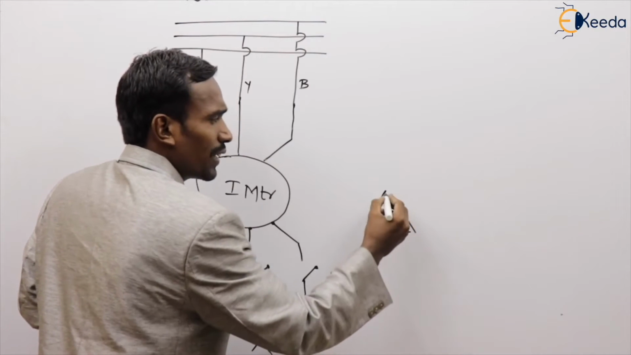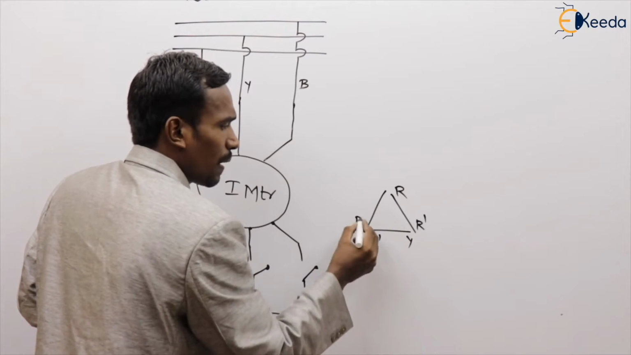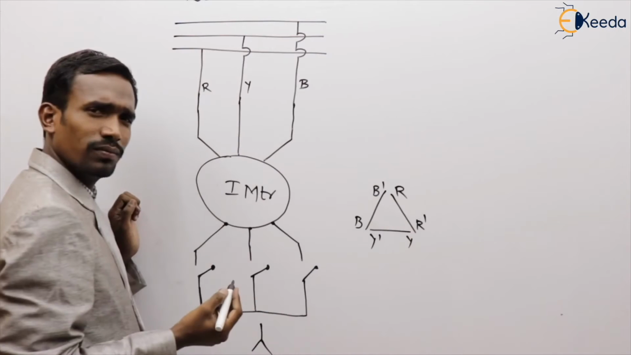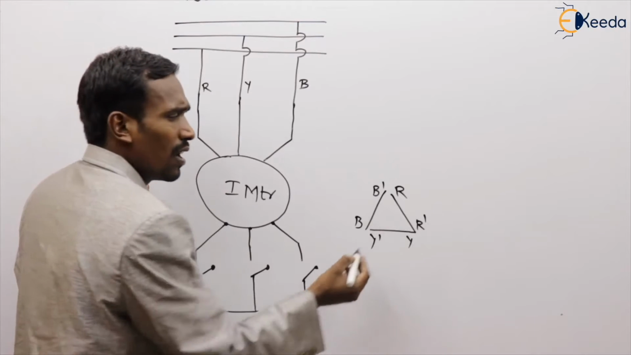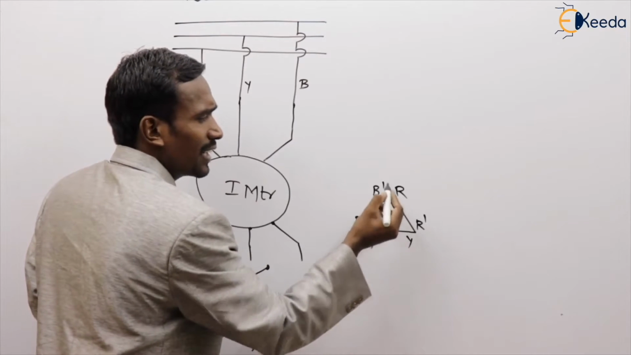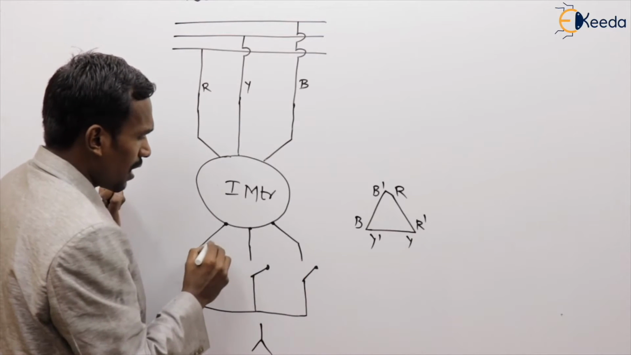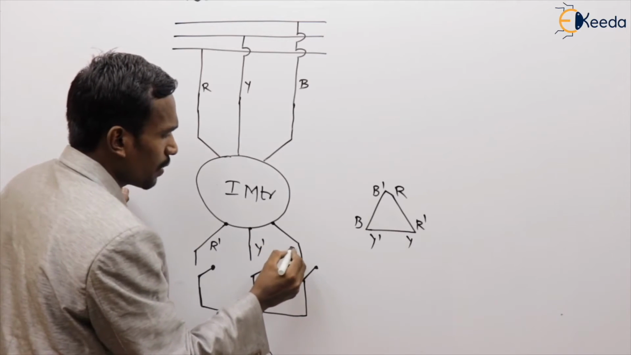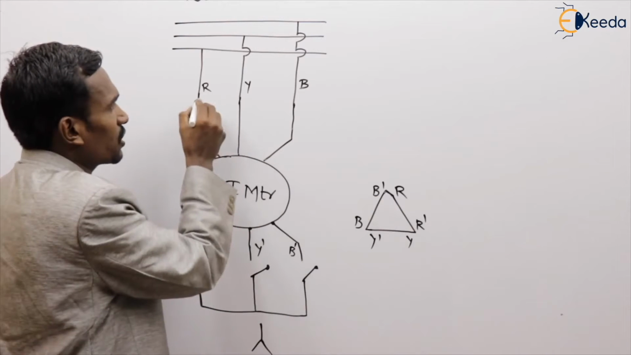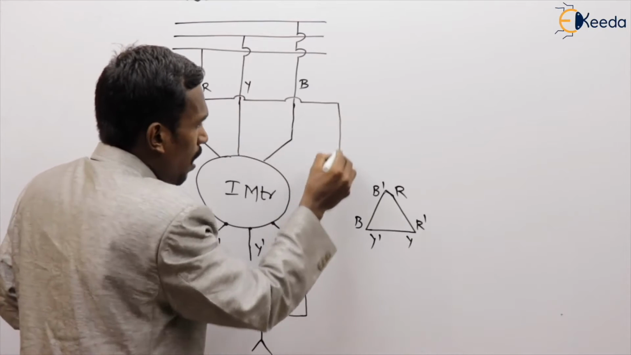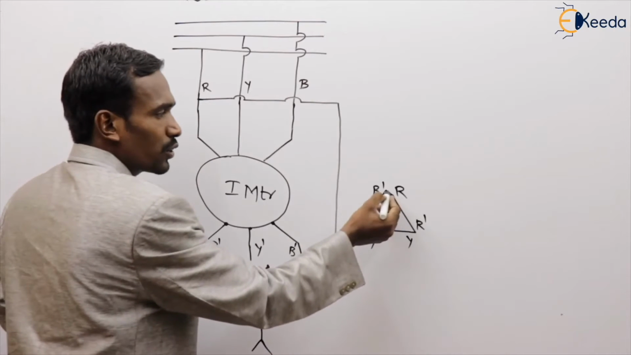For the delta connection, for example, this is R phase, R dash, Y dash, B dash. R dash is connected to Y dash, connected to B dash, connected to R. This R should be connected to B dash.